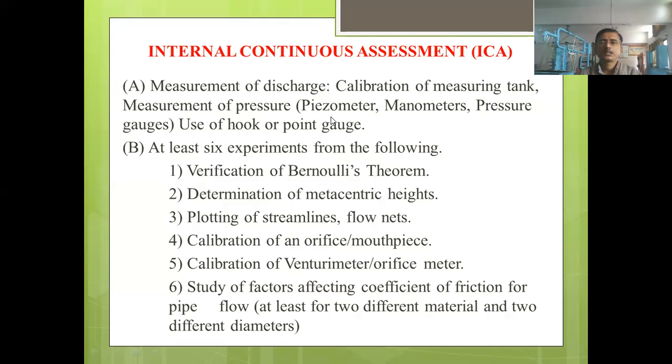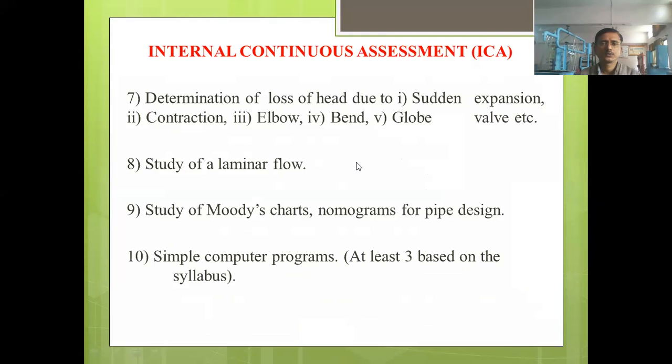The first practical is the measurement of discharge and the measurement of pressure with the help of piezometer, manometers, and pressure gauge. Then in the second part, verification of Bernoulli's theorem. Then metacentric height, calibration of orifice, calibration of meter, and a study of factors affecting the coefficient of friction. So how many practicals is that? 1, 2, 3, 4, 5, 6, and one more practical from the next slide: study of laminar flow, or the determination of types of flow by using Reynolds apparatus. That practical we are going to perform in this semester.